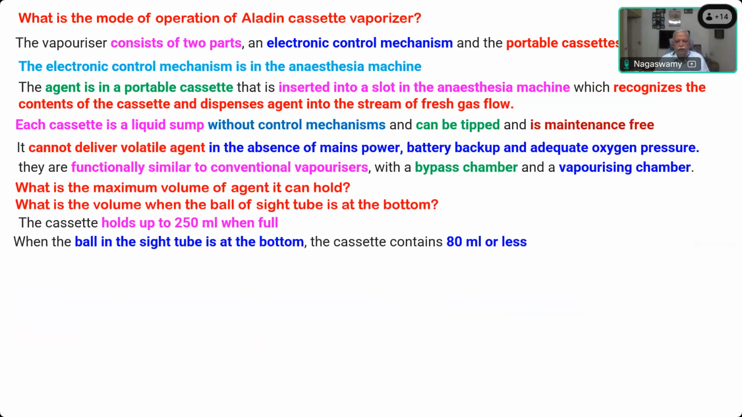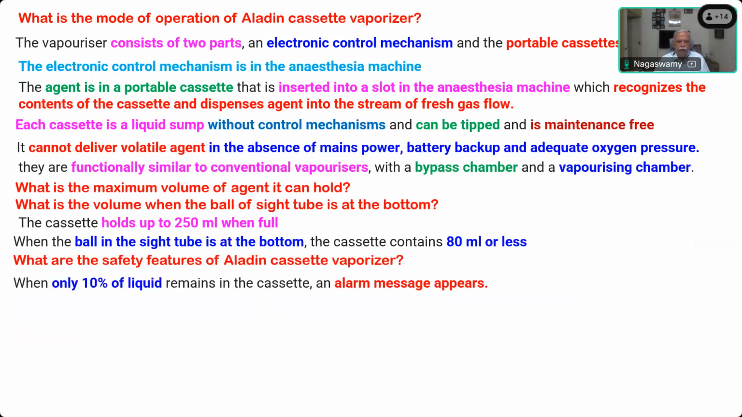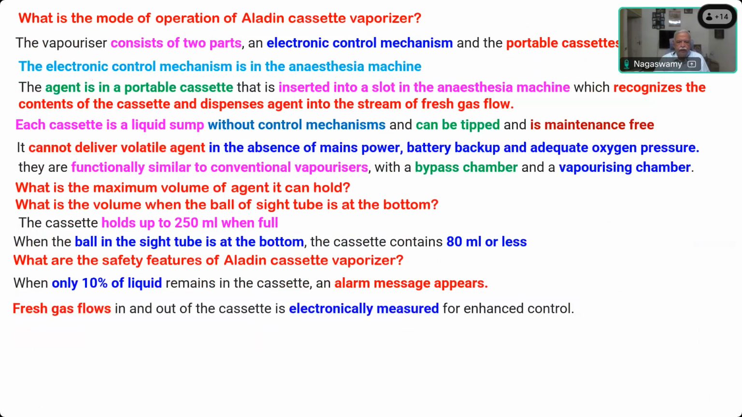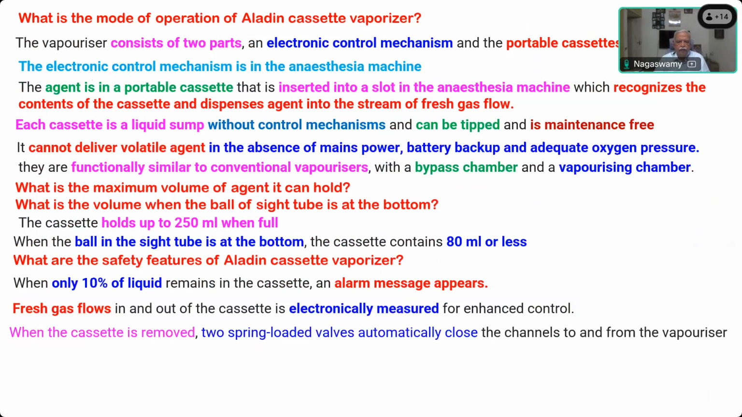And sometimes it gives an alarm, just like your desflurane, that if the level goes down, it gives an alarm also, because it is electronically maintained. The safety features of Aladdin: when only 10% liquid is there, alarm message appears. Fresh gas flow in and out of the cassette is electronically measured for enhanced control. And when the cassette is removed, two spring-loaded valves automatically close to prevent any channels for wastage of gases.